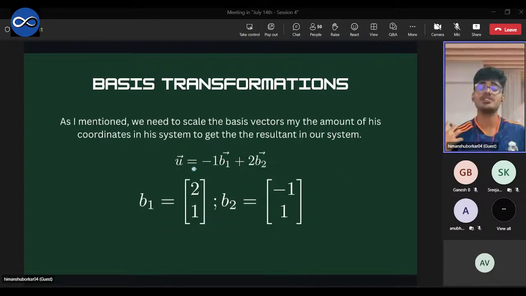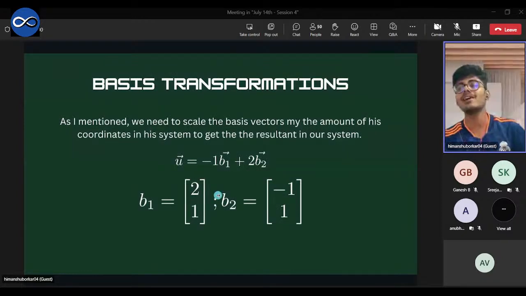The resultant vector in our coordinate system will be -1 times the b1 vector plus 2 times the b2 vector. We just asked our friend what his basis vectors are in our coordinate system, and he gave them to us. Again, it sort of doesn't make sense, because how would he know what our coordinate system is and give us the basis vectors? It's a hypothetical situation where he somehow knows this information, right?